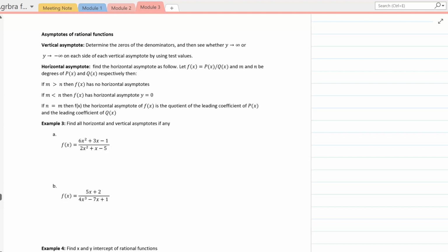Okay. The horizontal asymptote. If the degree of the numerator is greater than the degree of the denominator, then we have no horizontal asymptote. If it's the other way around, then we have the asymptote at 0. If the degrees are the same, then the horizontal asymptote is the quotient of the leading coefficient of p of x and q of x. Now, for the case that m is greater than n, f has no horizontal asymptote. However, it has a slant asymptote.